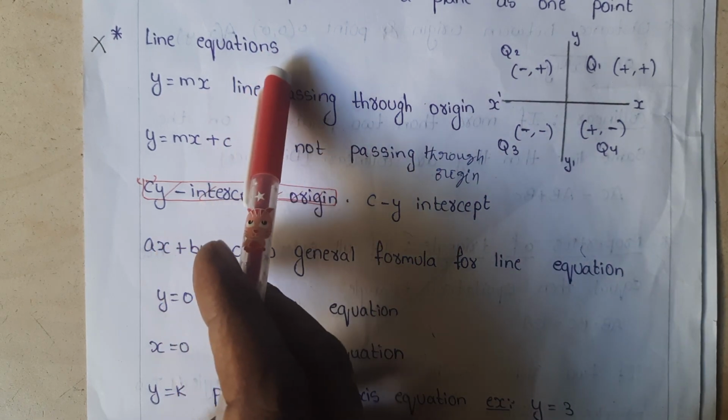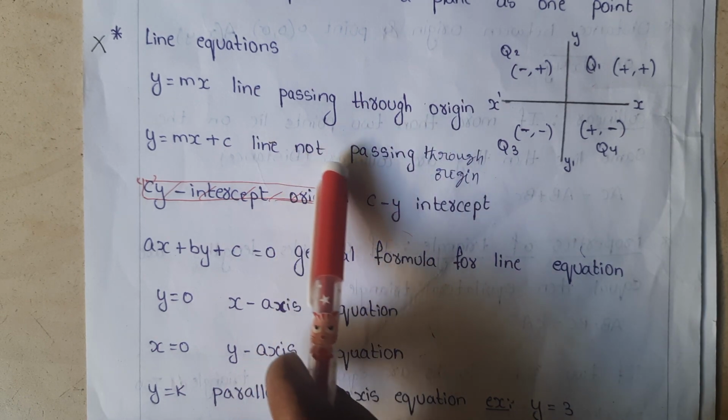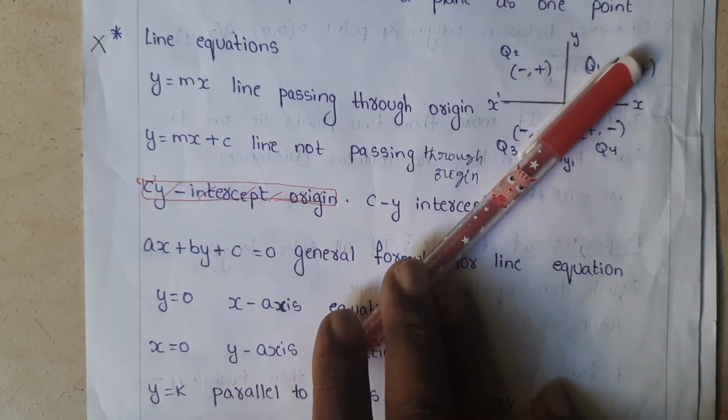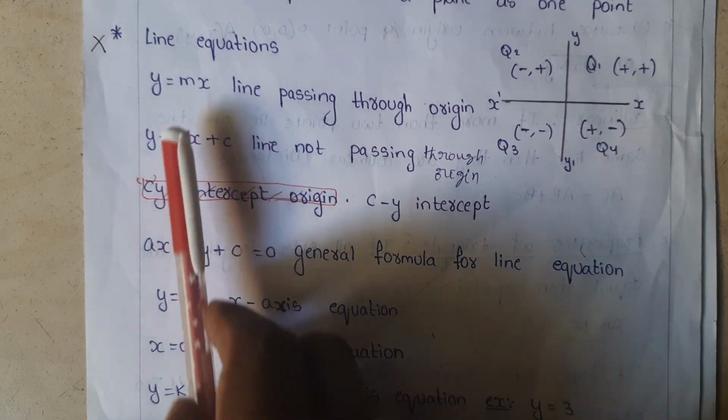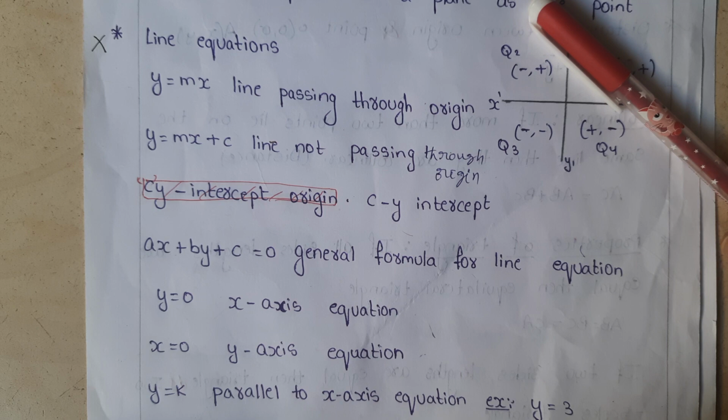Line equations which are used for straight lines are present at intermediate level. y = mx is a line passing through the origin. That means this is the origin, which I showed with a pen. The equation of a line passing through the origin is y = mx. y = mx + c is for condition-oriented sums. How I am showing that: see, I dropped a pen on that line, that shows a line.